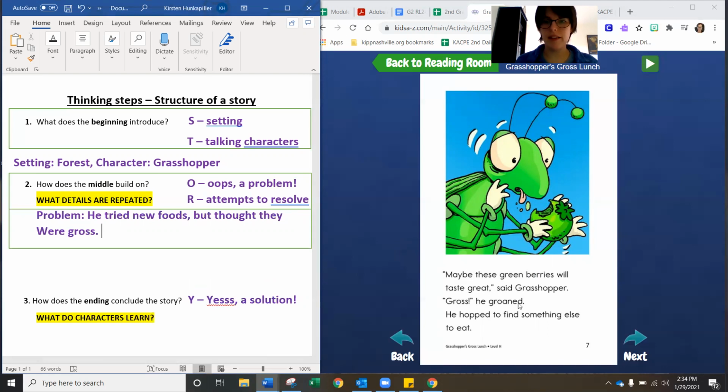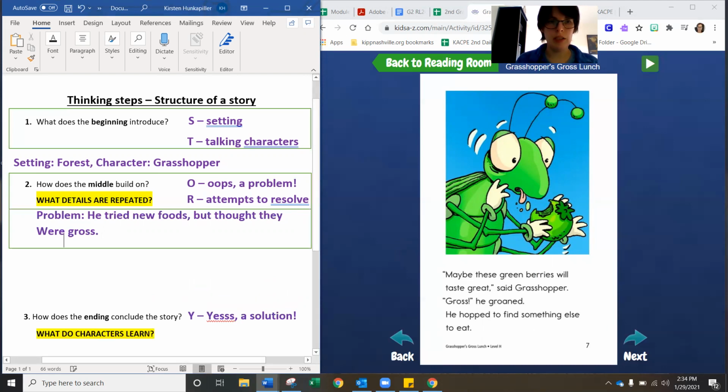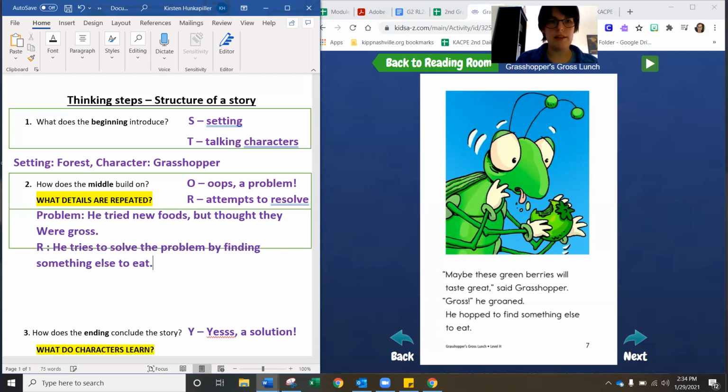He hopped to find something else to eat. That's his way to try to solve this problem. So R is: he tries to solve the problem by finding something else to eat.